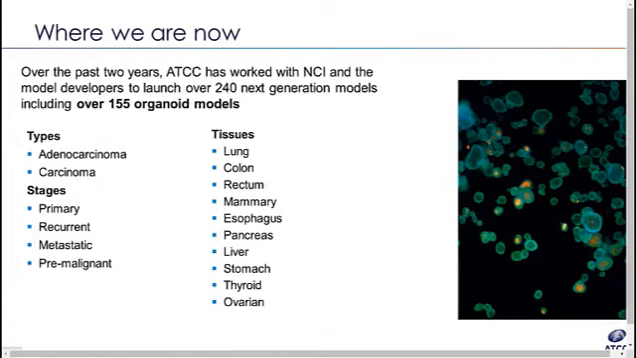So now I just want to give you an overview of where we are today with the HCMI models. We have launched over 240 models, including 155 organoids. These include various stages of disease that come over a variety of tissue types. We are planning to continue to launch more models over the next several months, so stay tuned to get information for future models.